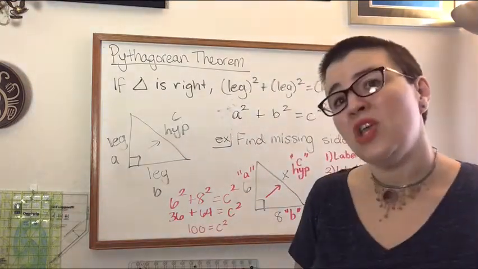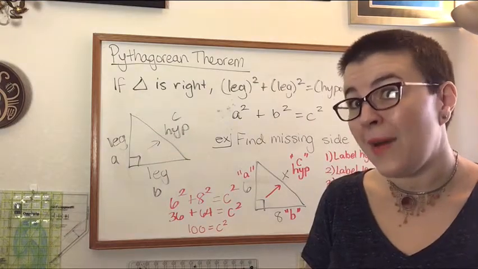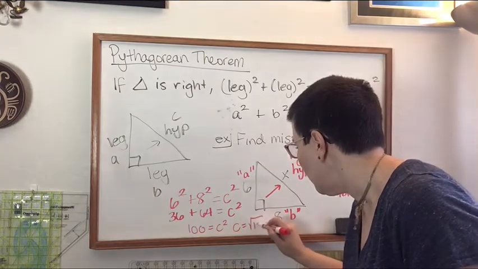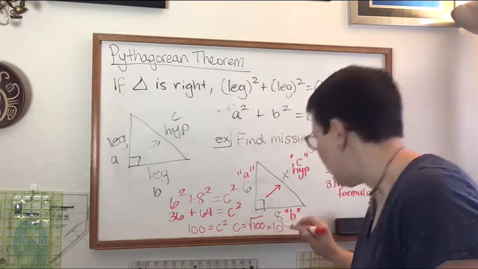And then you have to get rid of the squared. And the thing opposite a square is a square root. So I know c is the square root of 100, which is 10.